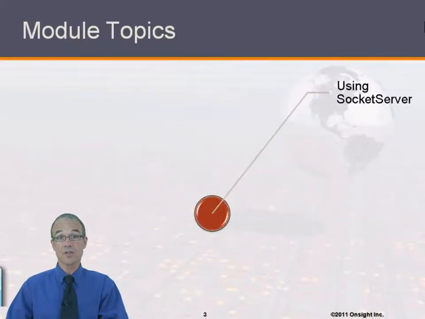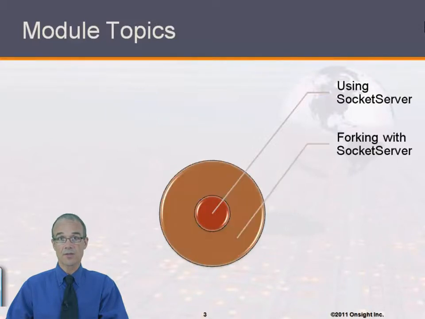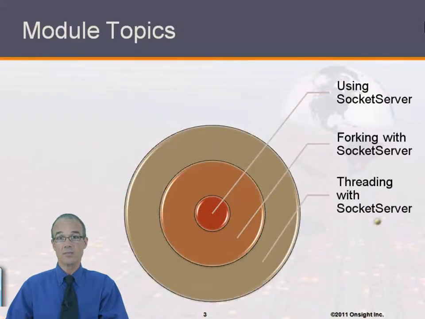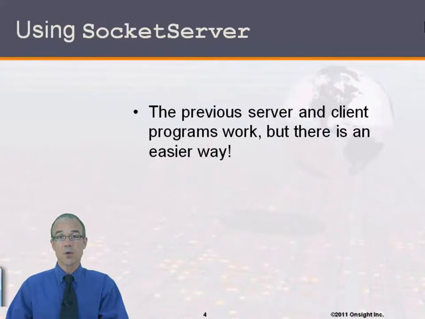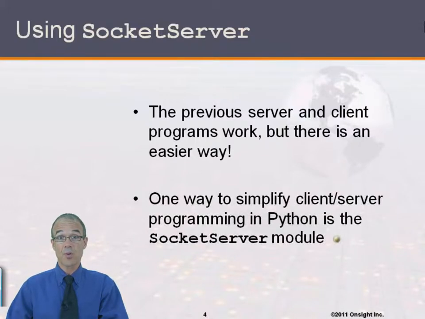So here are the topics we'll discuss in this module. We'll talk about SocketServer, which is a Python module that makes our life much easier when dealing with writing client servers. We'll also write programs with SocketServer that fork and that thread. So let's have a look here. The previous client server work was a lot of work for us to write all that code. So there's a much easier way. The easier way is the SocketServer module. This module is going to simplify our network programming immensely. So let's have a look at how that would work.